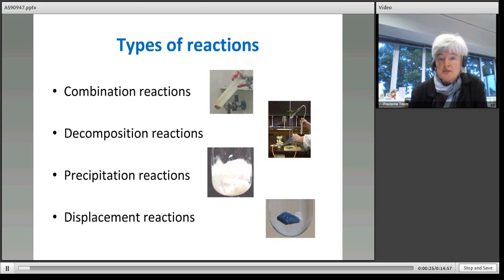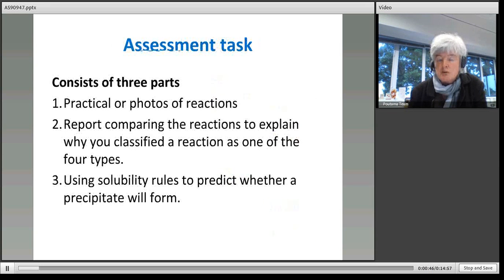First of all, you've most probably done the first four booklets of the different types of reactions. You have the combination reactions, the decomposition reactions, the precipitation reactions, and the displacement reactions. So we're going to look at one example of each one to see how you carry on with this. So, the assessment task. There are three parts to it.